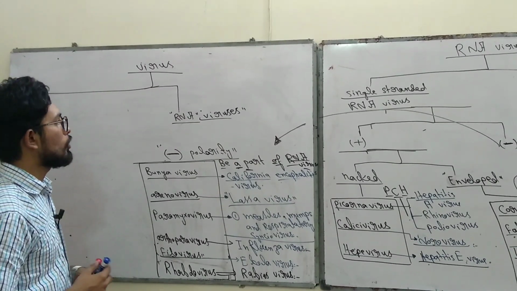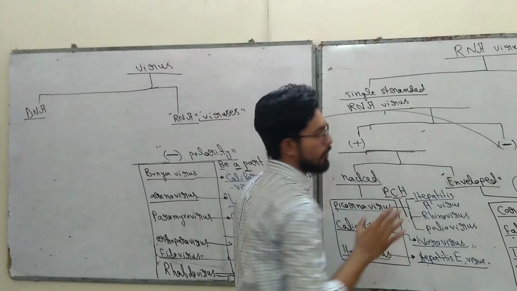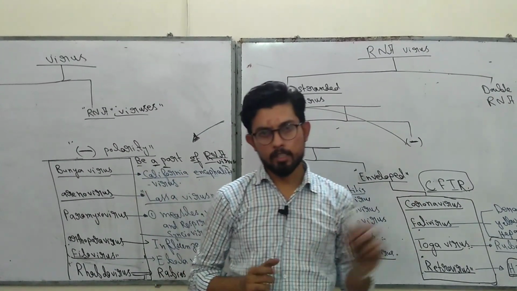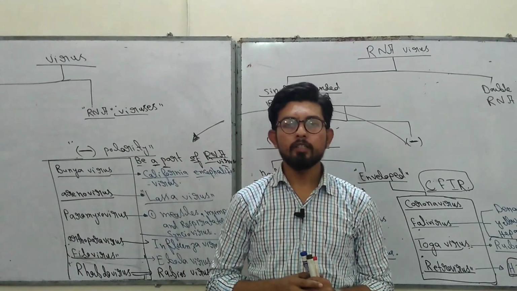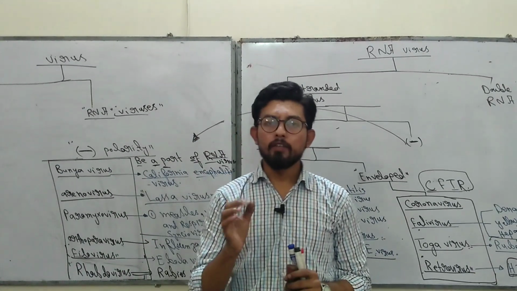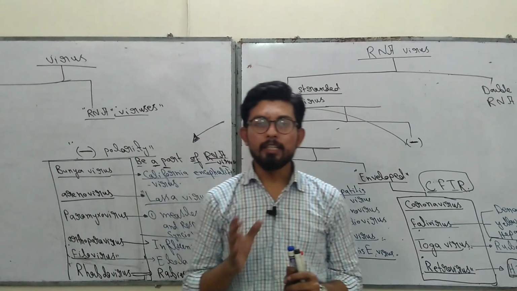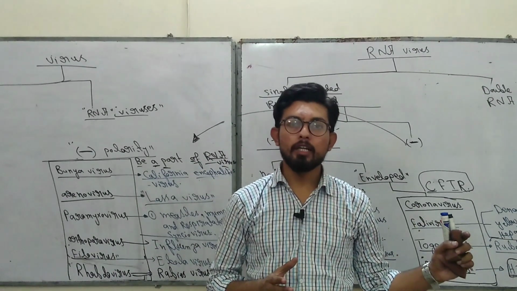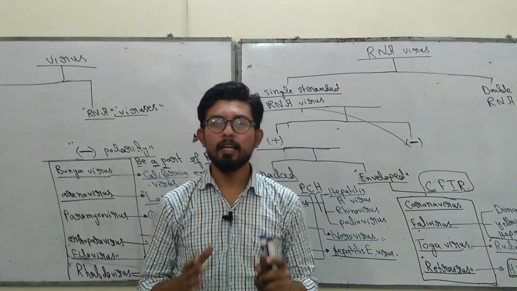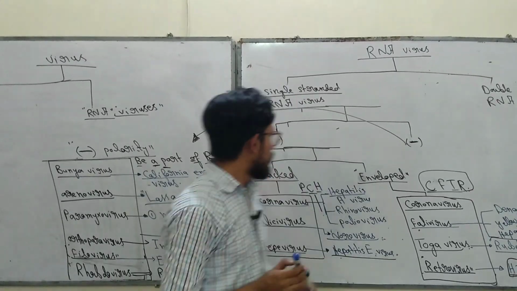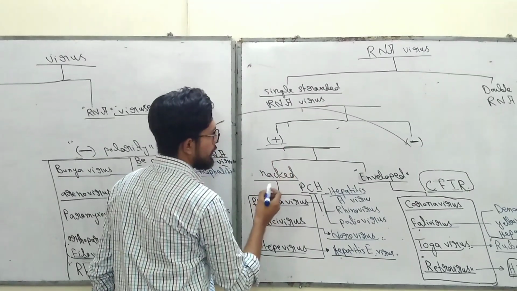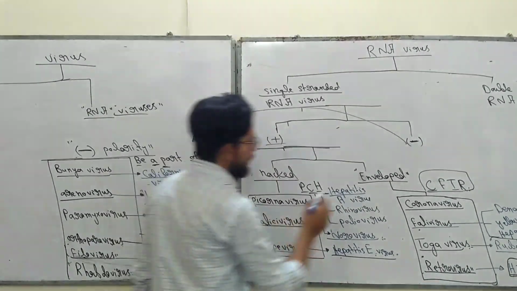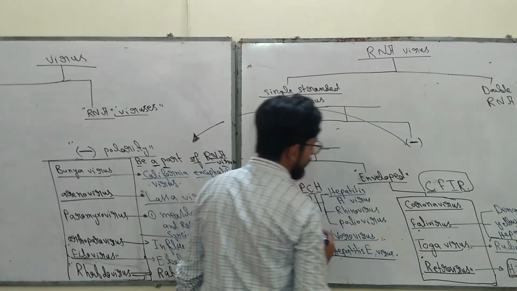So here is the classification of RNA viruses. First of all, RNA viruses are further divided into single-stranded RNA viruses and double-stranded RNA viruses. Single-stranded RNA viruses are further divided into positive polarity and negative polarity. If it is positive polarity, its genetic material directly acts as messenger RNA. If it is negative polarity, its genetic material does not directly act as messenger RNA. Positive polarity viruses are further divided into naked and enveloped. Naked means it does not have an envelope. The second class is enveloped viruses, which have an envelope outside the capsid.